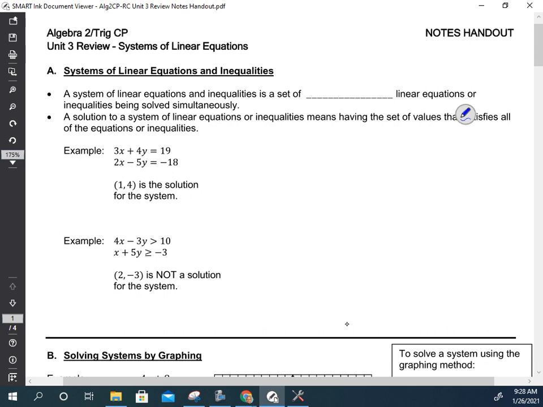So a system of linear equations or inequalities is a set of 2 or more equations or inequalities that you're going to solve simultaneously. So it's 2 or more equations or inequalities you're solving at the same time. A solution would mean it satisfies every equation or every inequality that you have.